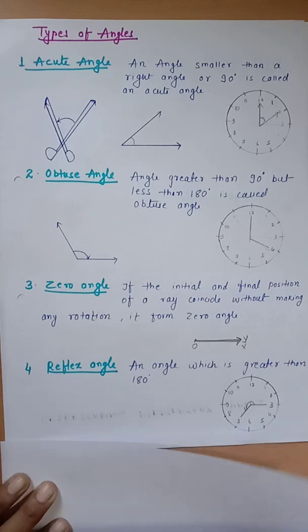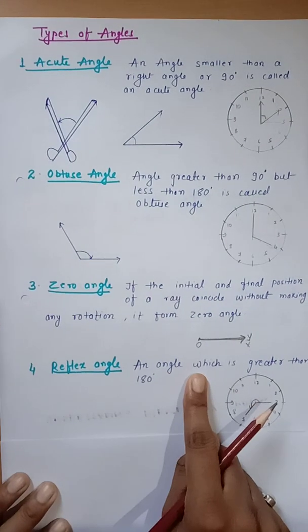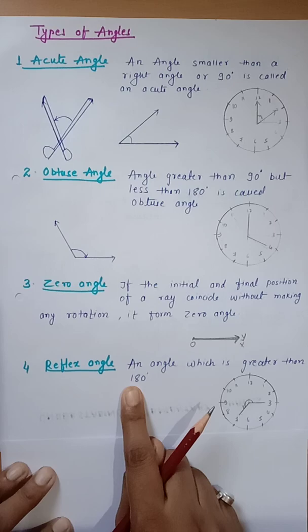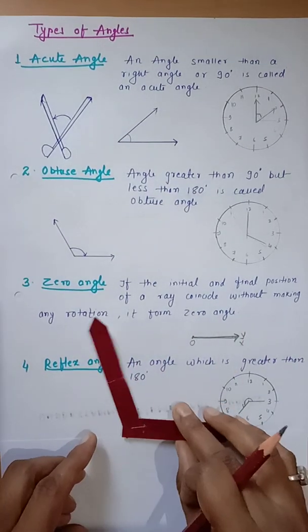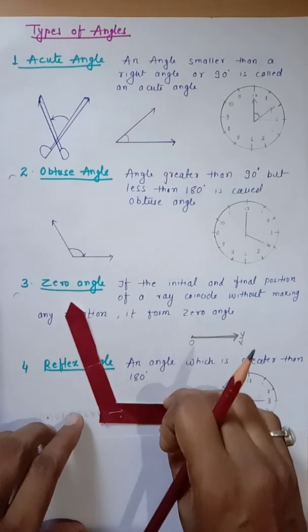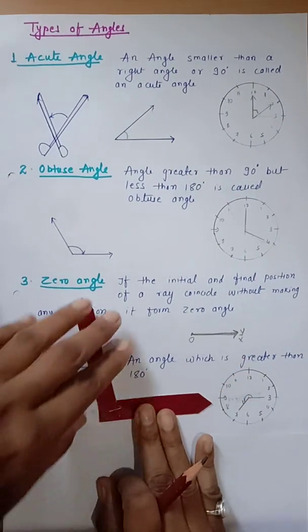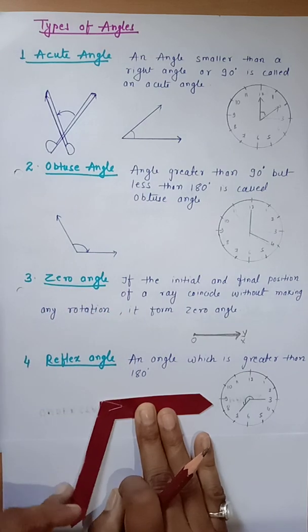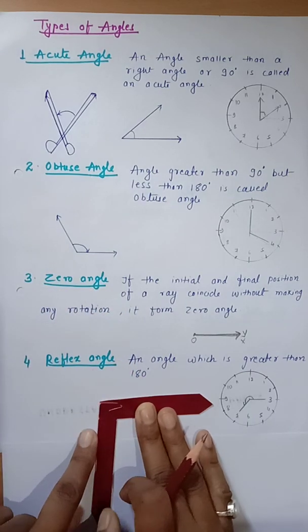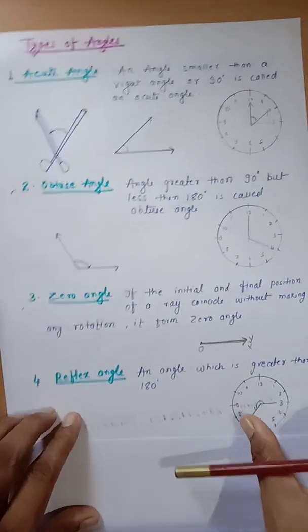Next one is our reflex angle. An angle which is greater than 180 degree is our reflex angle. Let us see in this, 90, 180, this. So this type of arrangement is our reflex angle.